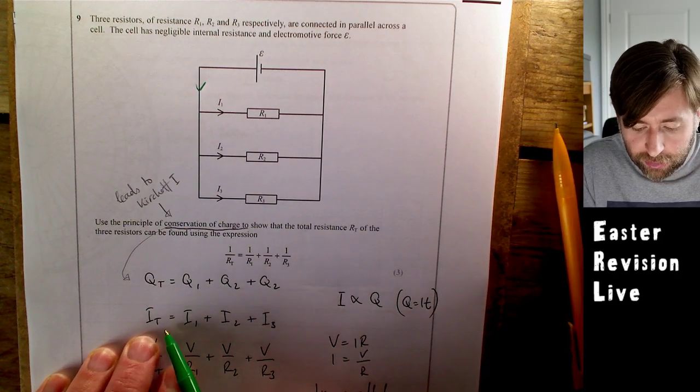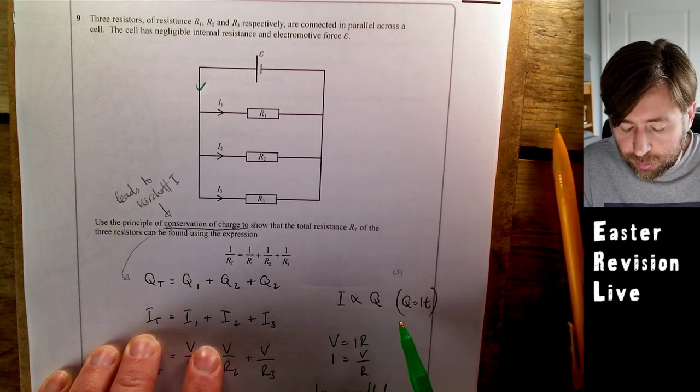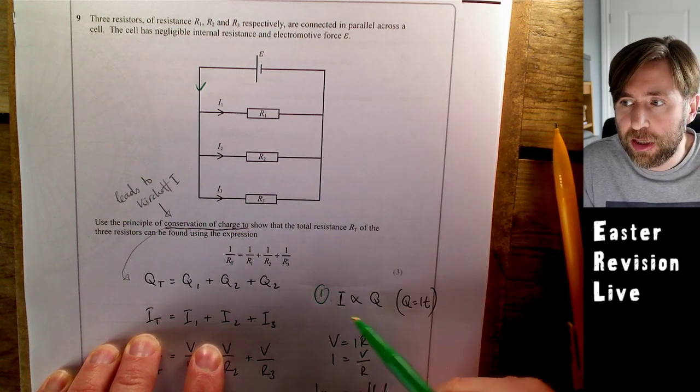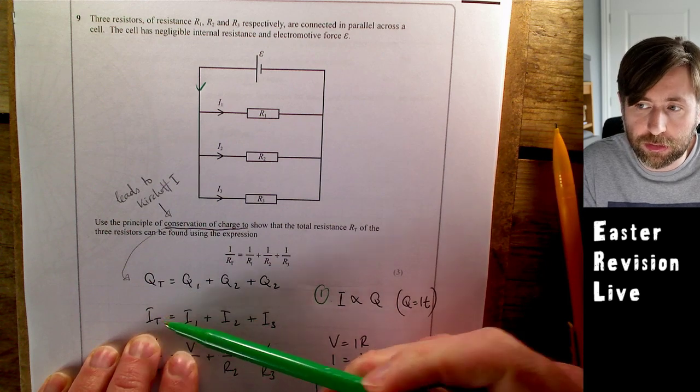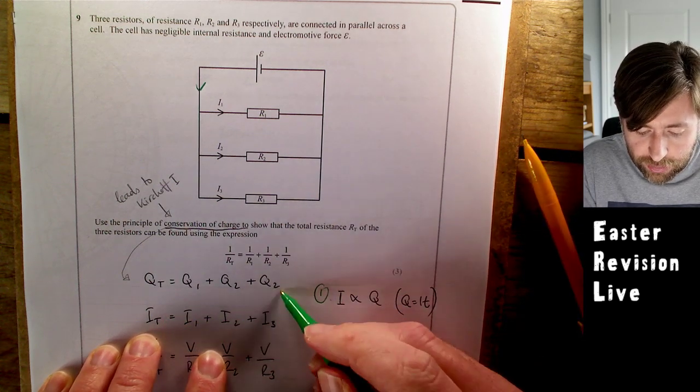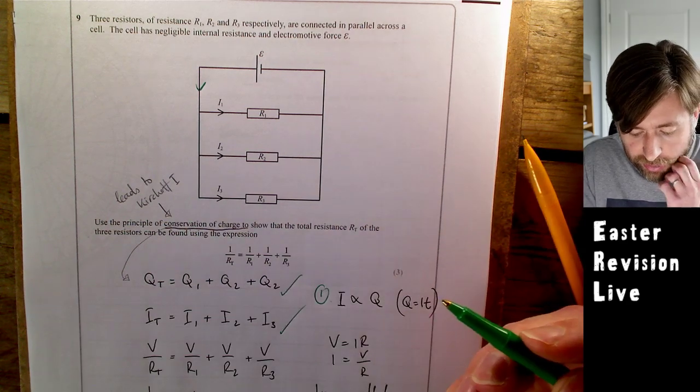So from that you can say, because current is proportional to charge, this is my problem solving over here, my step one thinking: current is proportional to charge, so I can say the total current into that point is equal to the currents coming out of the point. That's actually Kirchhoff 1, so I've got myself 2 marks already.